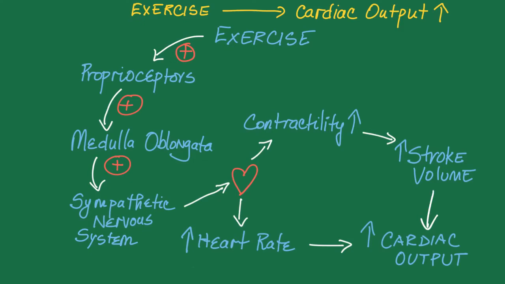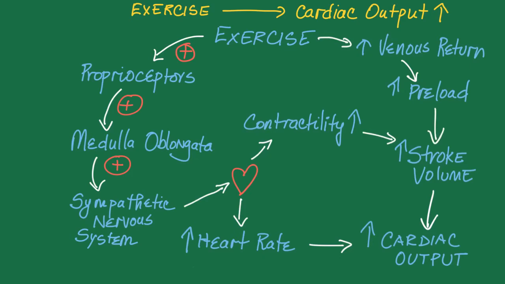There's yet another way that exercise can increase cardiac output, and that is via venous return. When we exercise, more blood returns to the heart, so the venous return goes up. When venous return increases, preload increases. And as we just learned, preload is a factor that positively affects stroke volume. When preload goes up, stroke volume goes up as well.